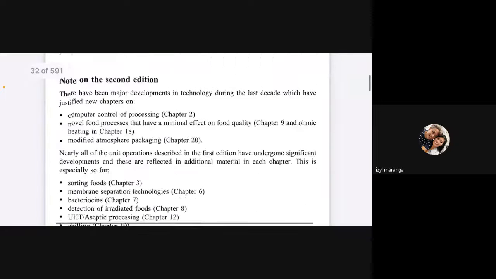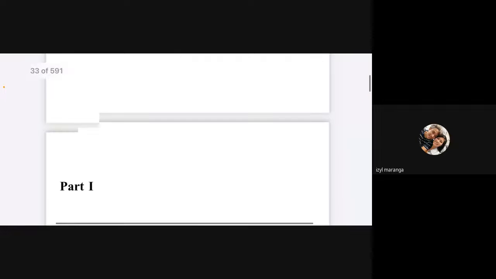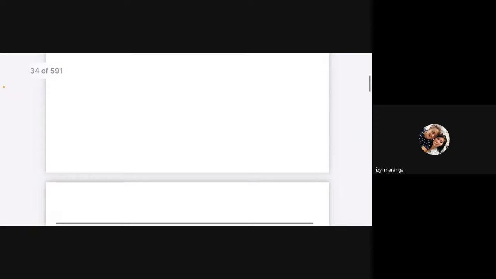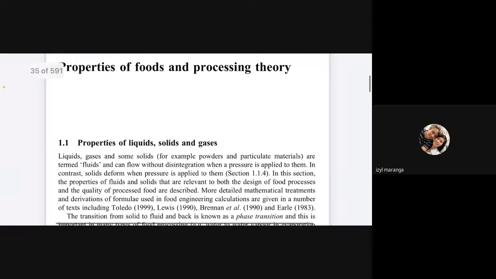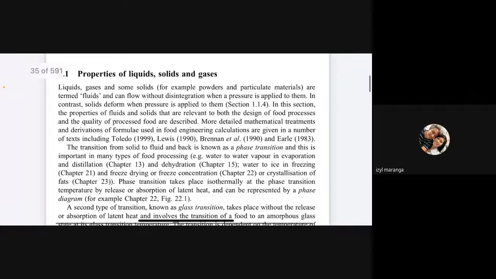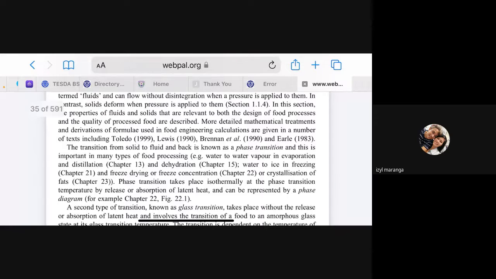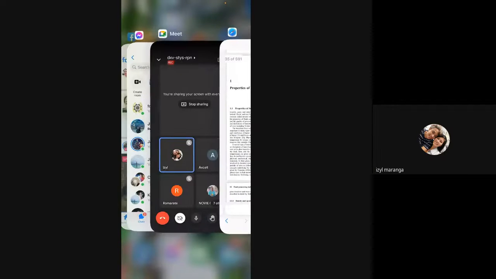Ayun. So that ends our introduction. Any questions or clarification before we proceed with the properties of liquids, solids, and gases? So these are properties of food, no?